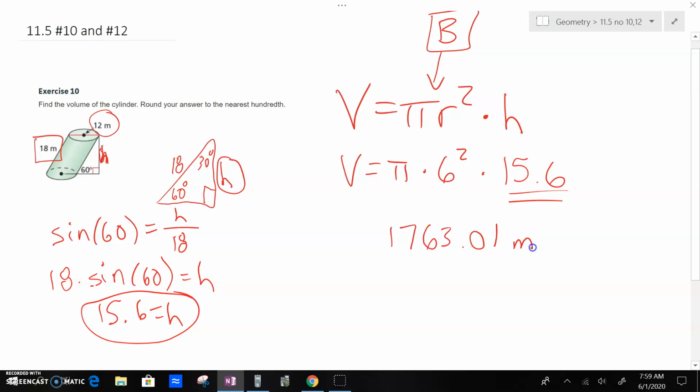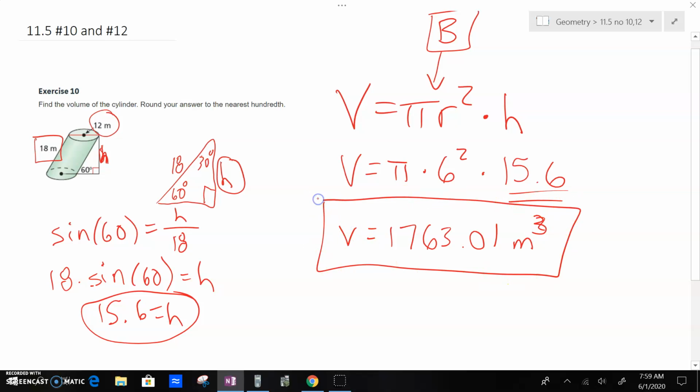1763.01. And we're talking meters here, so that's meters cubed. Are we on volume? We're on volume. So meters cubed. And that's it. I think the hardest part is just nailing down what that h is and understanding how to pick that out of the picture. But that would be solving number 10, finding the volume of this particular cylinder.